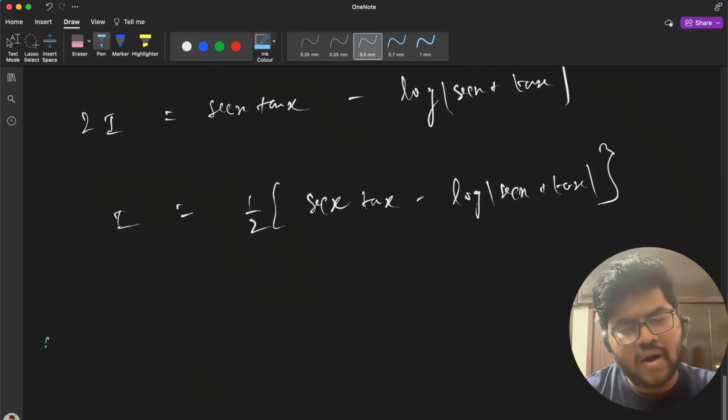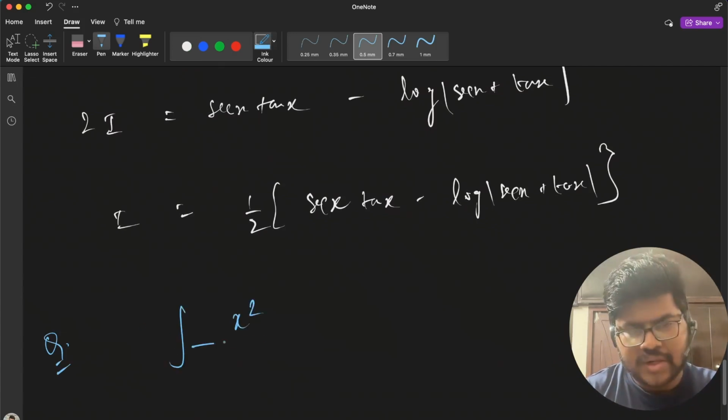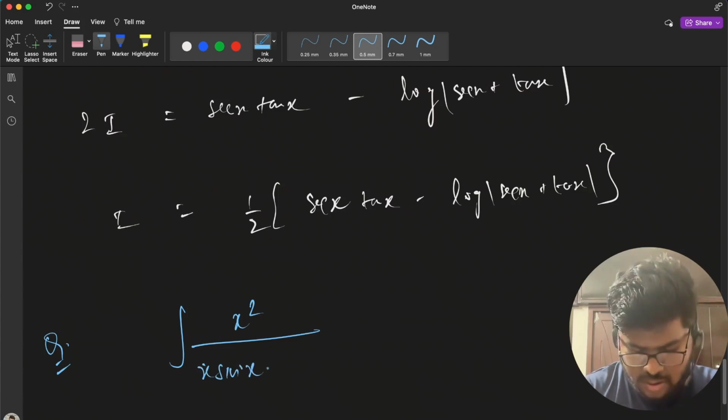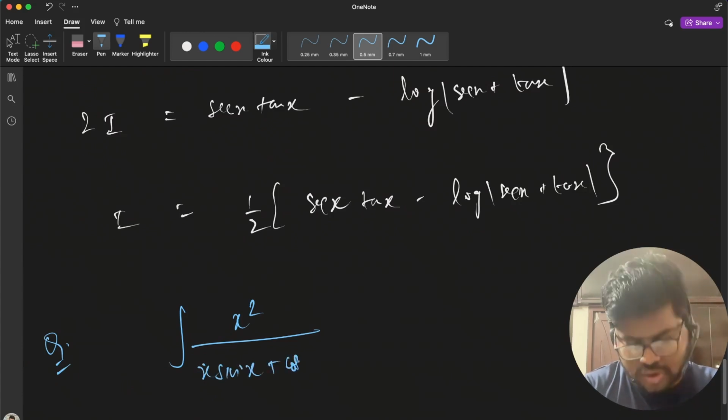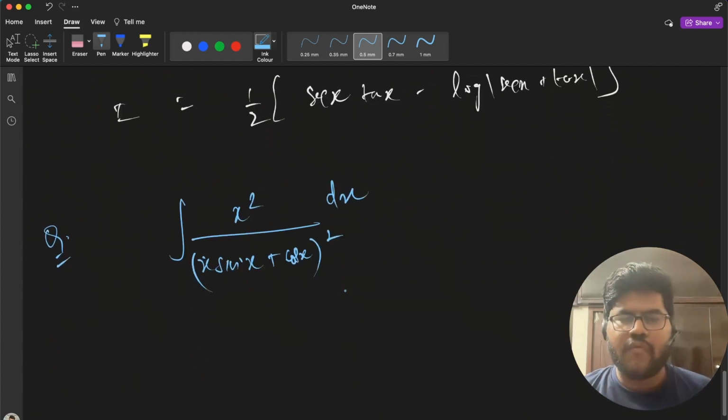For your homework, I will give another question. Try to evaluate it using integration by parts, and just make sure to identify the first function and second function properly, right? So this is the question. This is for your homework, students.